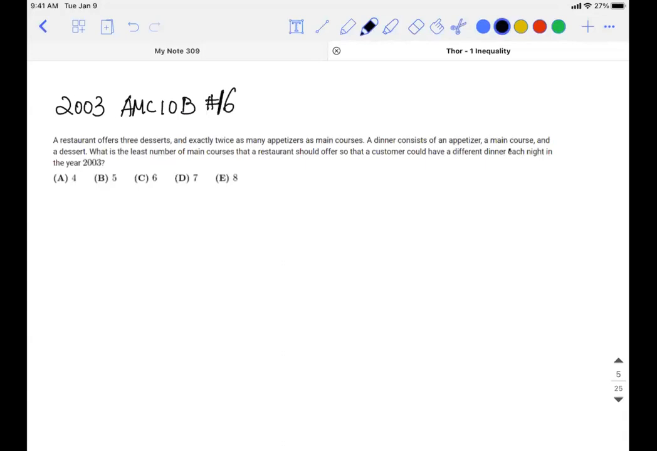All right, so let's read the problem all together, okay? The problem says a restaurant offers 3 desserts, and exactly twice as many appetizers as main courses. Which means if you have M main courses, the appetizers will be 2M, right? Twice the main courses.